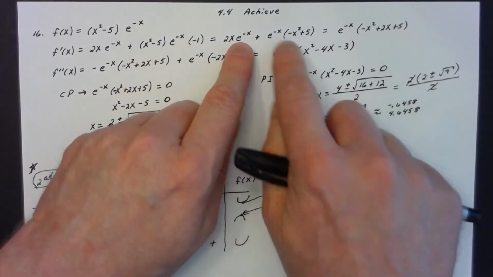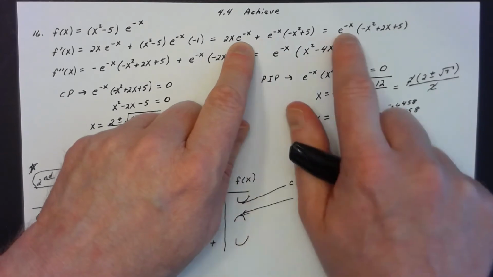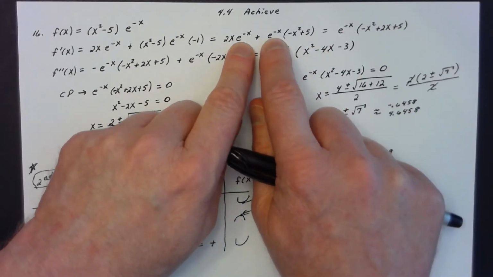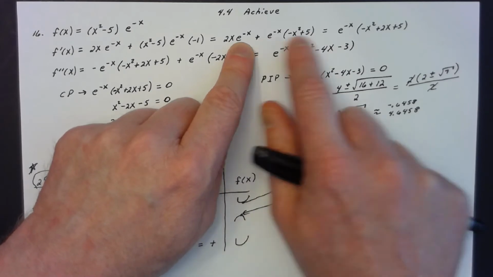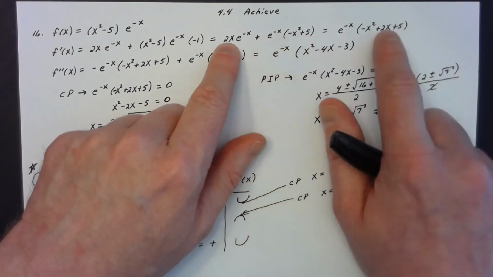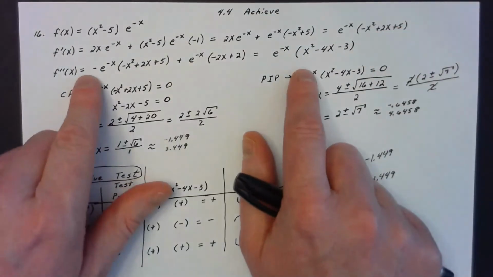That made it easier for me to factor out a common factor of e to the negative x here. And when I did, I said, well, if I factor out an e to the negative x, what polynomial is going to be left over? You'd be left with a negative x squared plus 2x plus 5. That's where this came from. Now I can go in and take the second derivative.